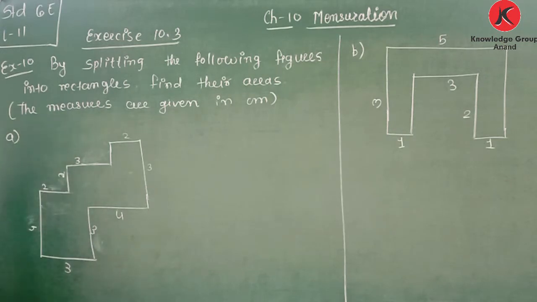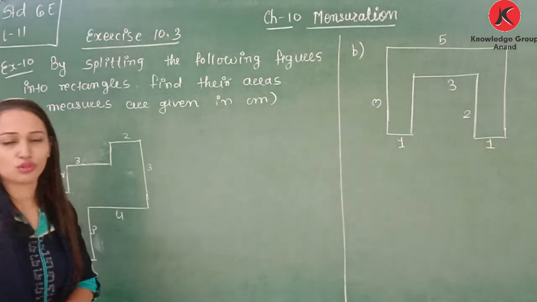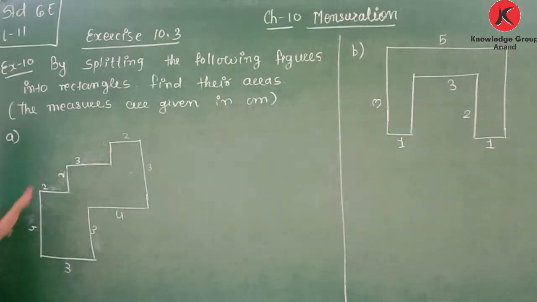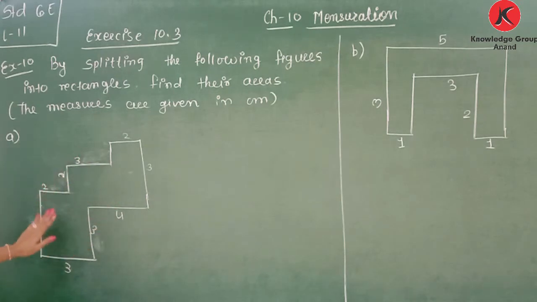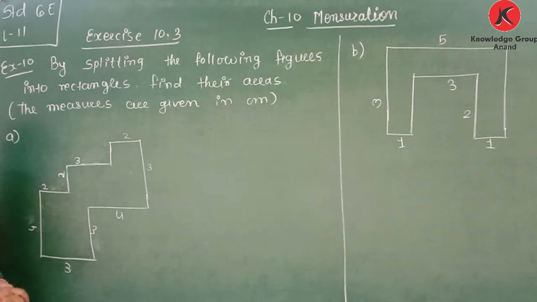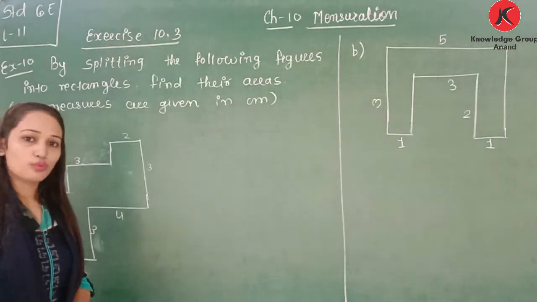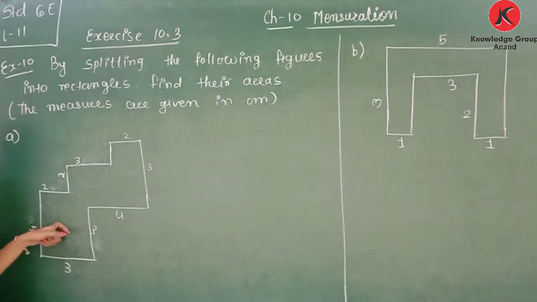Example 10: by splitting the following figures into rectangles, find their areas. This kind of example can be asked as an MCQ or as a question. The figure is given, you need to divide it into rectangles or squares, and then find the area of the shape. There is no equation for this kind of shape, but we know two equations, the area of a rectangle and the area of a square. So we divide this figure into squares and rectangles and then add their areas.